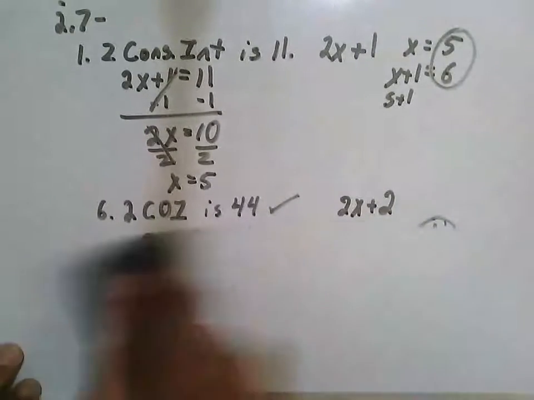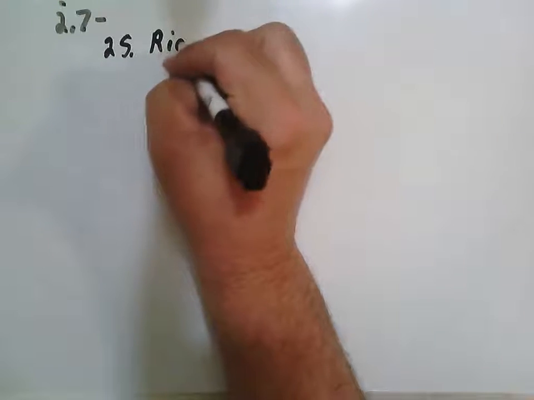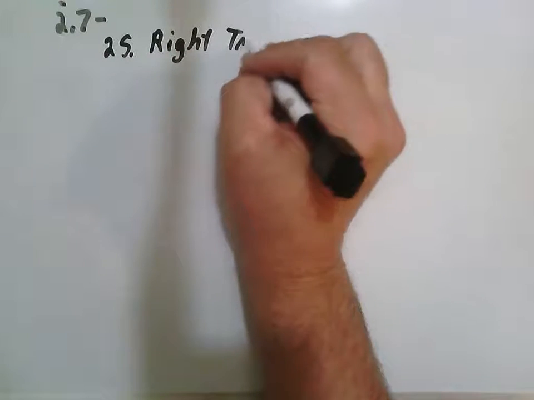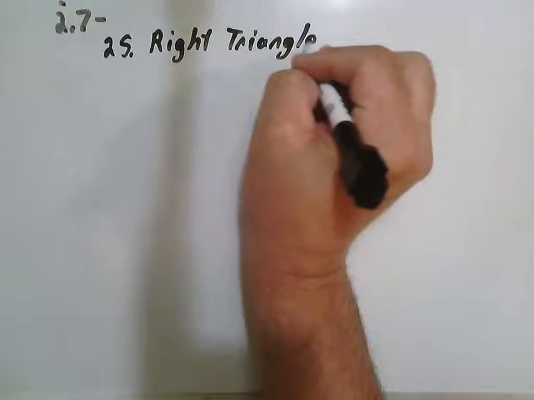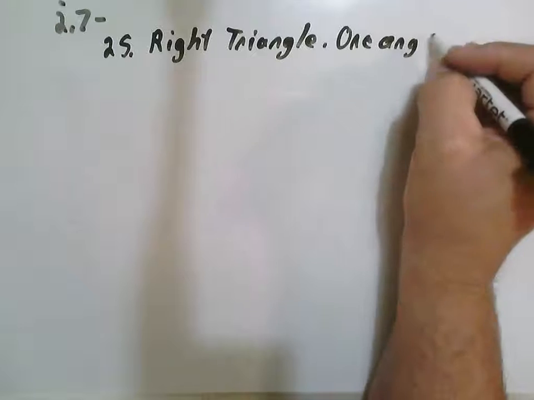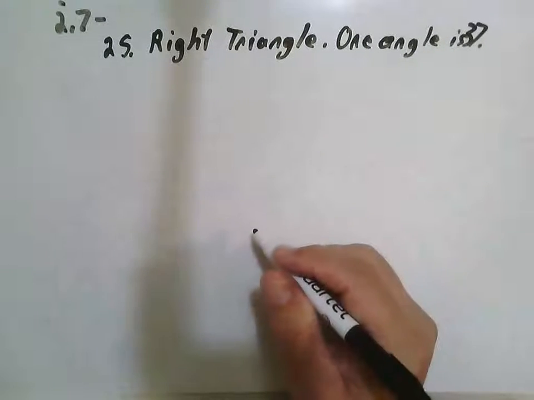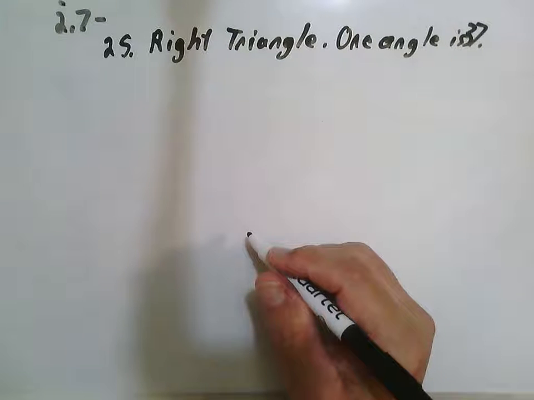Now for the triangles, it gets to be a little bit more challenging. But for the triangles, remember, you just keep it all in context. And what I mean by that is, for number 25, it says that you have a right triangle. And it says that one angle is 37. And it basically wants you to find the angles.